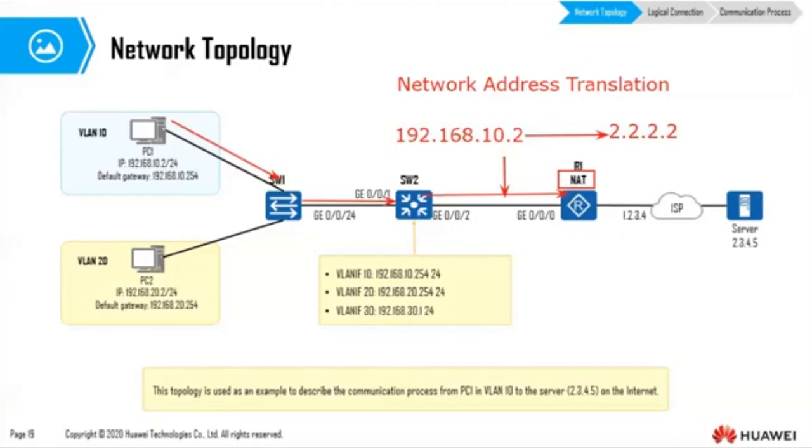So that when you're coming back, when this guy is replying to 2.2.2.2, then this guy is going to look and change that destination address. Are you getting the point? So normally nothing is implemented at the egress router, the router that is connecting you to your ISP.